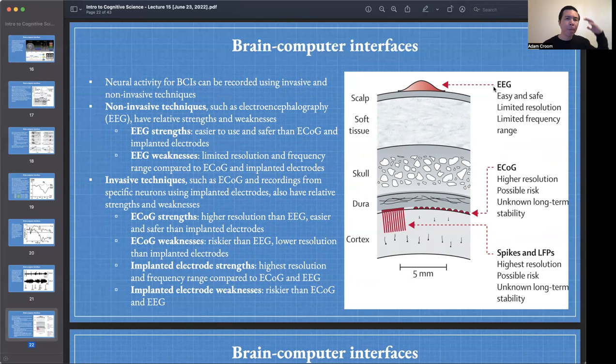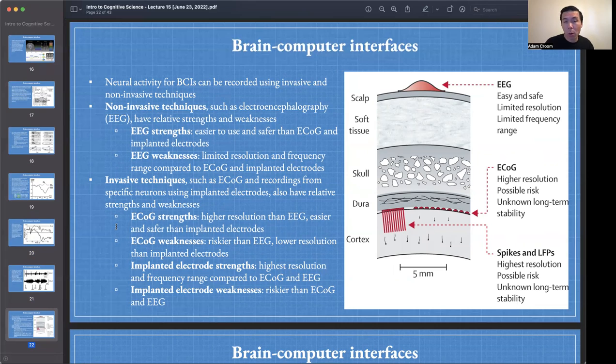So we see that we're recording signals at a more superficial level, on the outside of the head, which is easier and safer. However, we're not going to have the fine-grain resolution as if we, for example, had an implanted electrode and were reading from a single neuron. So we see that there's a trade-off here.